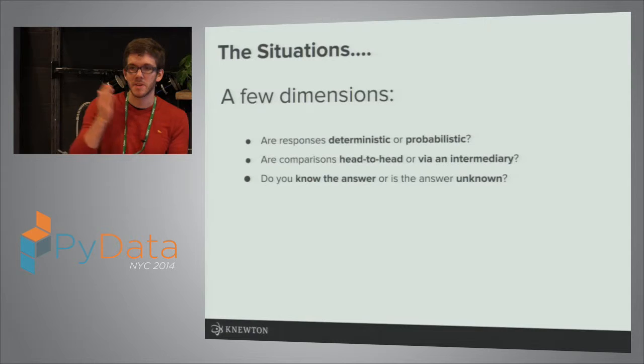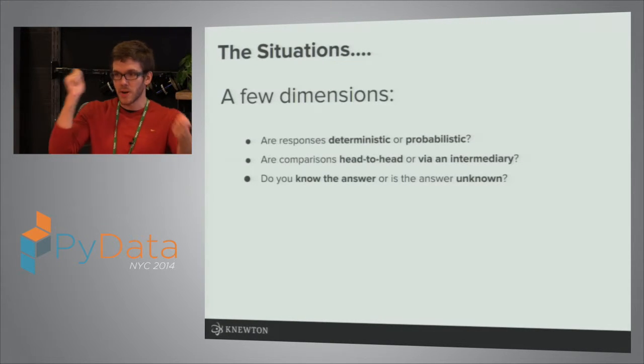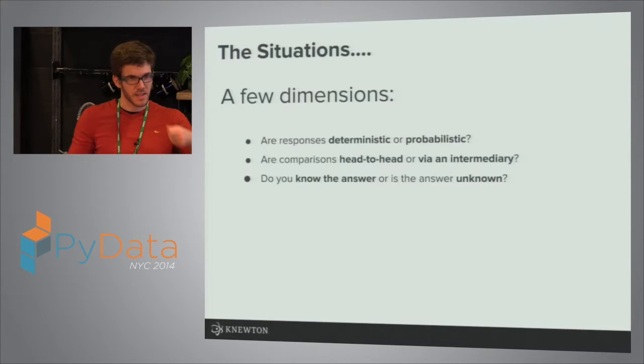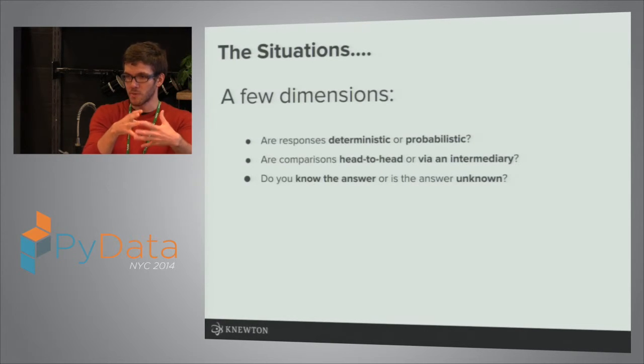There's also the comparison between head-to-head and intermediaries. Head-to-heads are things like comparing 1 and 2 directly to each other. Is this one greater than this one? It's things like baseball teams playing each other. You're ranking baseball teams and throwing them against each other, and you're directly asking which is bigger.